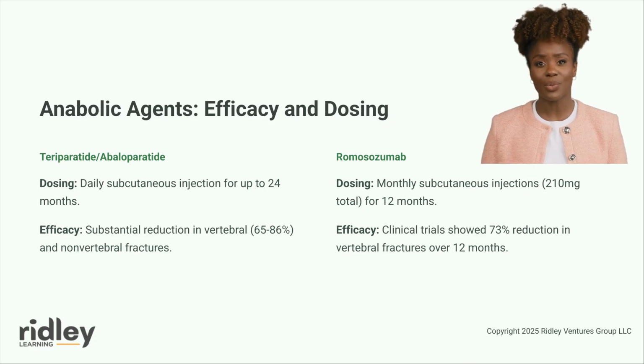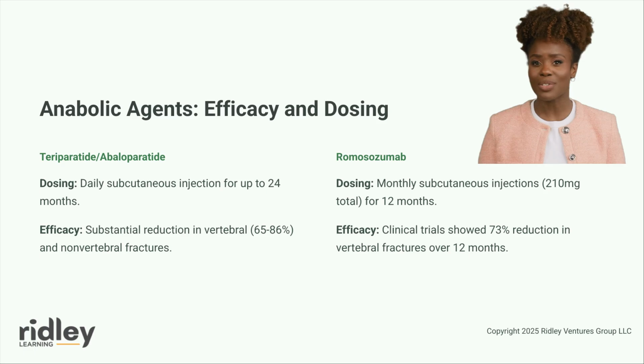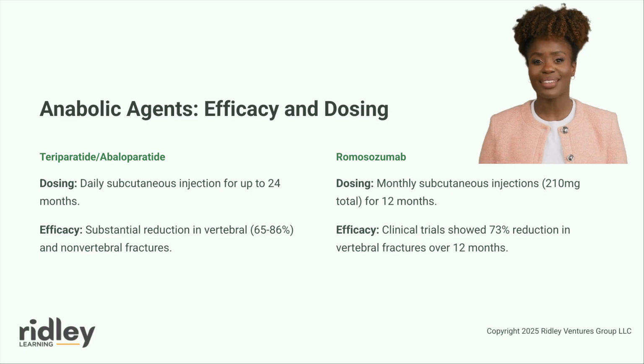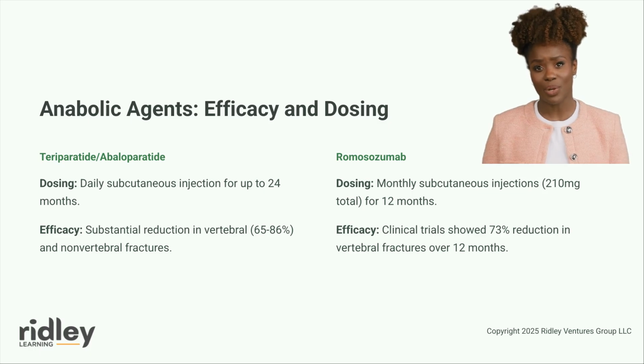Romosozumab is administered as 2 concurrent 105 mg subcutaneous injections, totaling 210 mg monthly for 12 months. The FRAME trial demonstrated 73% reduction in vertebral fractures and 36% reduction in clinical fractures over 12 months of romosozumab treatment followed by Denosumab, compared with placebo followed by Denosumab. The ARCH trial compared romosozumab followed by alendronate versus alendronate alone in women with severe osteoporosis. It demonstrated 50% reduction in vertebral fractures and significant reductions in clinical and non-vertebral fractures with the sequential romosozumab approach.